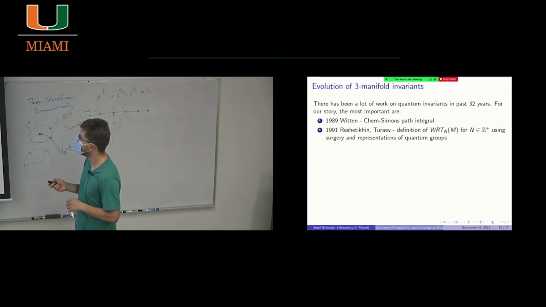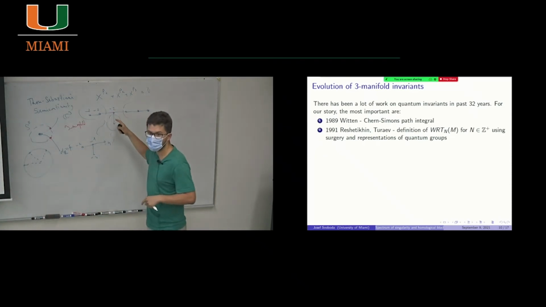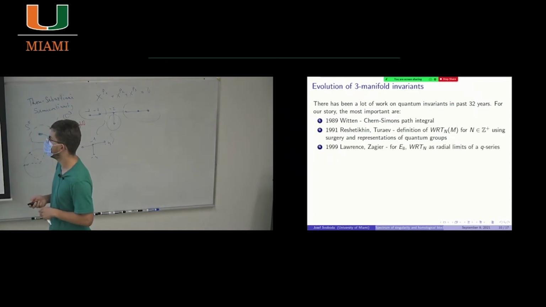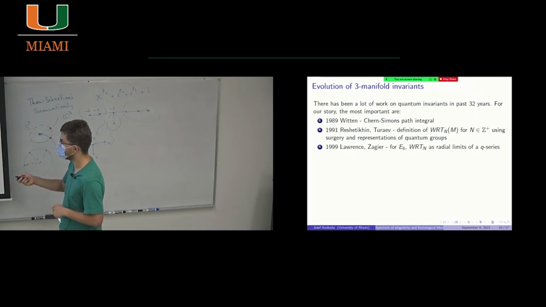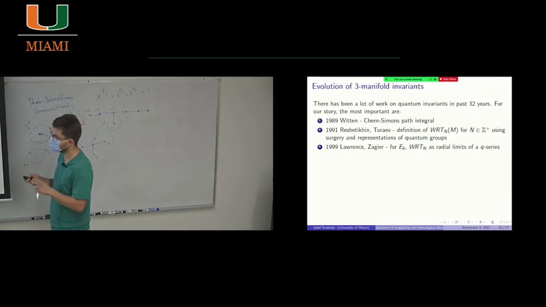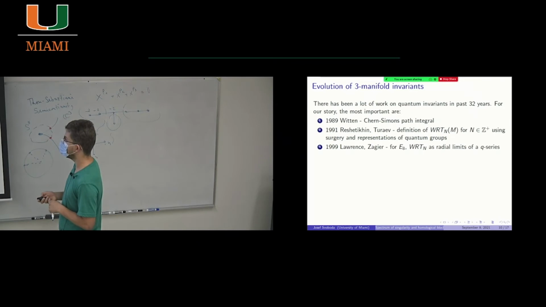So this is the definition of this WRT, which depends on an integer n, and it's been defined exactly by this surgery procedure, using the representations of quantum groups. Then in 1999, I told you this result of Lawrence and Zagier, that for one particular example, this WRT_n can be computed as a radial limit of some Q series. And they also gave some idea how to generalize, but it took a while to generalize.